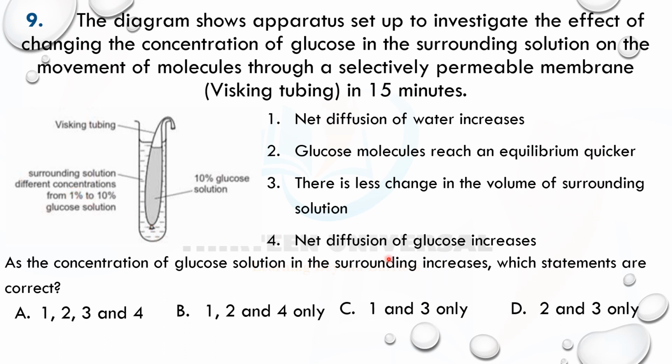Look at this. Net diffusion of glucose increases? It will not increase, because I am making the concentration gradient for glucose less steep. I am increasing the glucose concentration here, so the amount of glucose moving from here to here will decrease because I'm already increasing the glucose concentration here. So 2 and 3 seem to be correct. What do you think? Give me what you think. So 2 and 3.